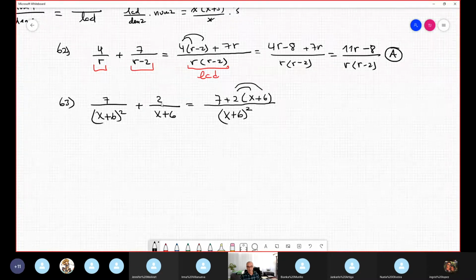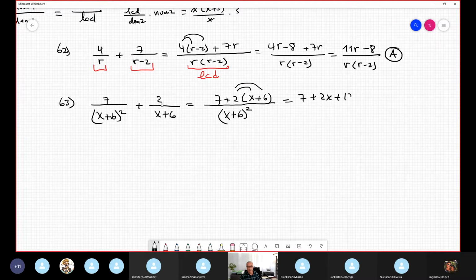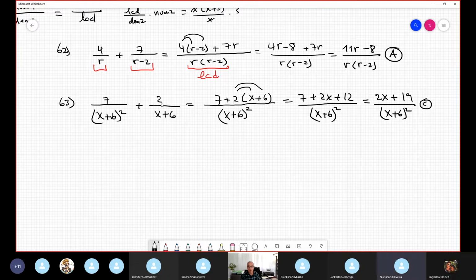Now distribute it. 7 plus 2x plus 12 over x plus 6 squared. Now we combine: 2x plus 19 divided by x plus 6 squared. It's the option. Do you understand this very well or no? No. Okay, bueno.